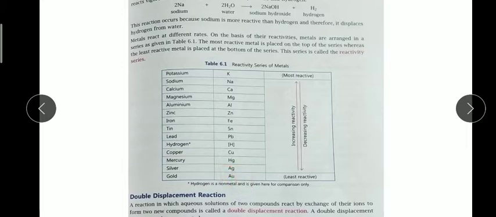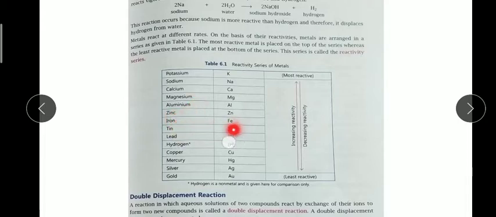So how will it work? Let me give you some examples. You should remember the activity series here. You can see hydrogen is also there, and below hydrogen, copper is there. Then here you can see magnesium, aluminium, zinc, iron is also there.